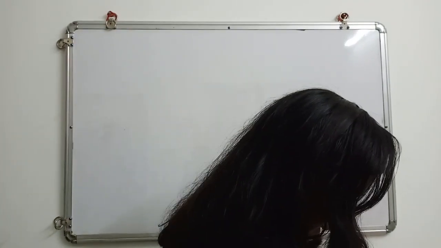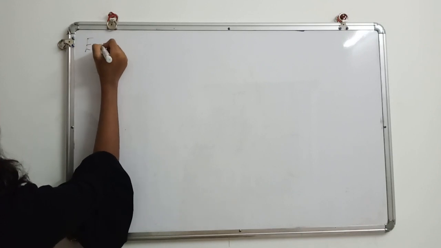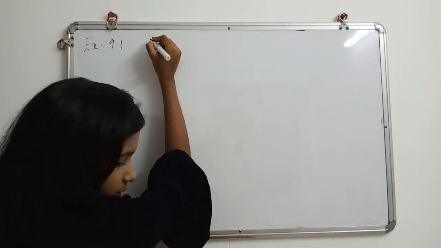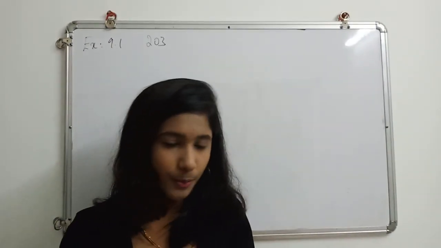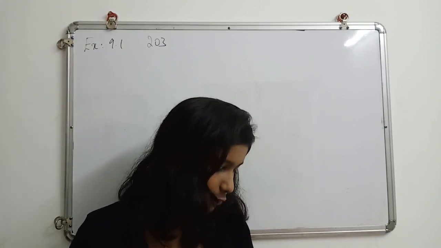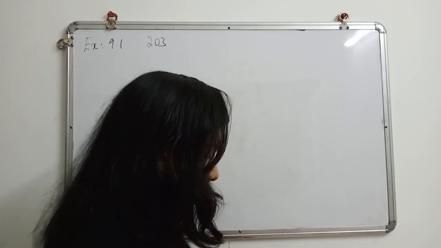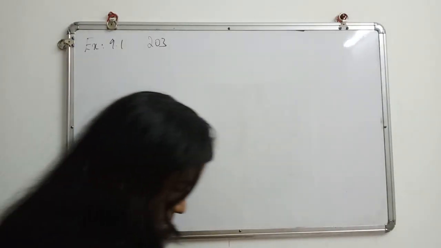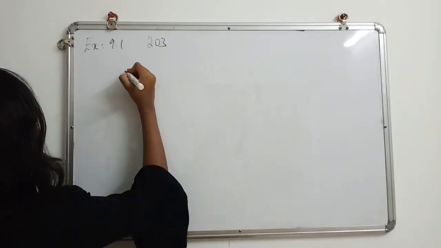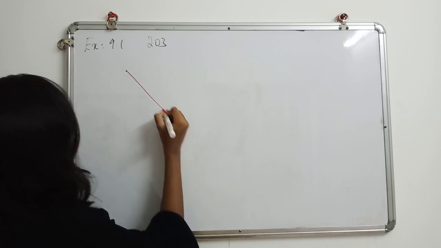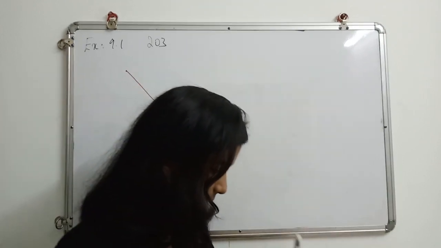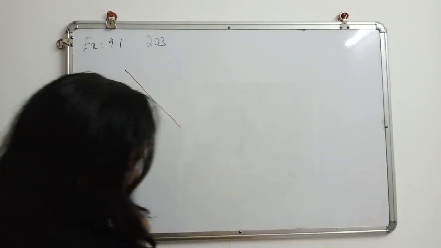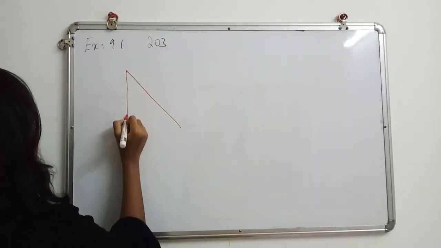Next, we can go with some exercise sums, that is from exercise 9.1 from page number 203. Here, it is given that a circus artist is climbing a 20-meter long rope, which is tightly stretched and tied from the top of a vertical pole to the ground. Okay. Now, let us consider this is the vertical pole and this is the ground, and between them the rope is tied for a circus artist to climb, and he is climbing here. Now the height of the pole will be like this.